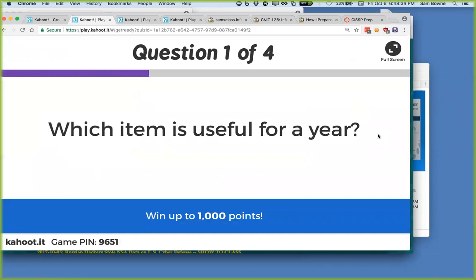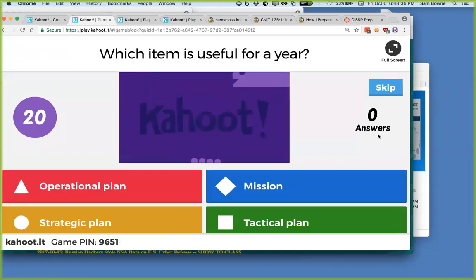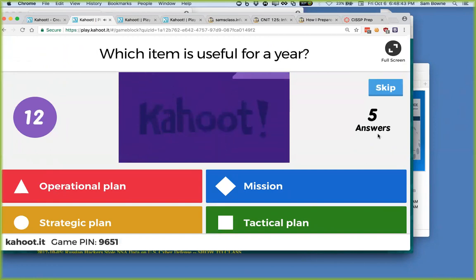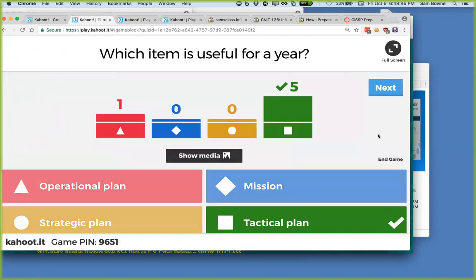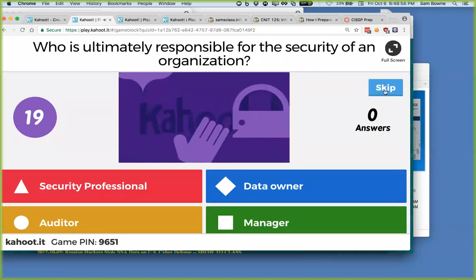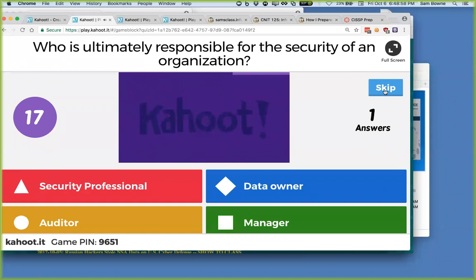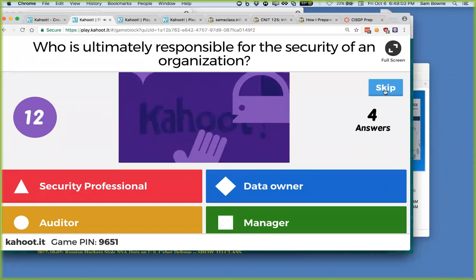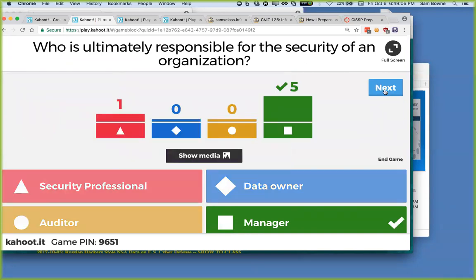Which one of these is useful for a year? All right, that's tactics. Strategy is the big plan. Tactics is the one in the middle. All right. Who is ultimately responsible for the security of the organization? That's the manager.